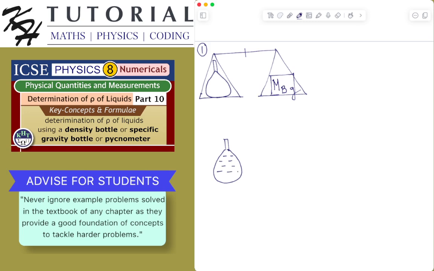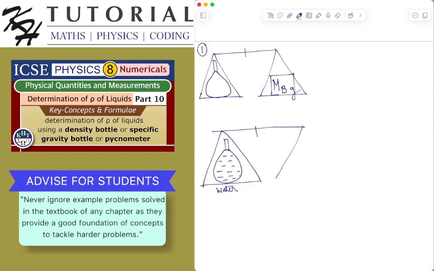So this is water. We are filling the density bottle completely with water, and then we will measure the mass of this density bottle plus the water. That is, the density bottle is completely filled with water, which means that the volume of the water is equal to the volume of the density bottle.